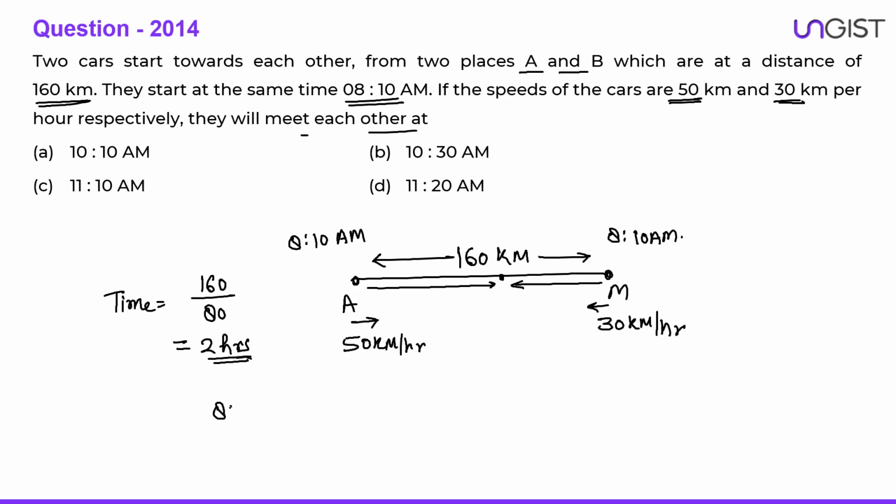So they have started at 8:10. So 2 hours after 8:10, they will be meeting, right? So this is 10:10 a.m. Right, everyone? So they will be meeting at 10:10 a.m. Right? So option A is the right choice. Fine, everyone. This was a simple question based on relative speed, right? A very simple case.